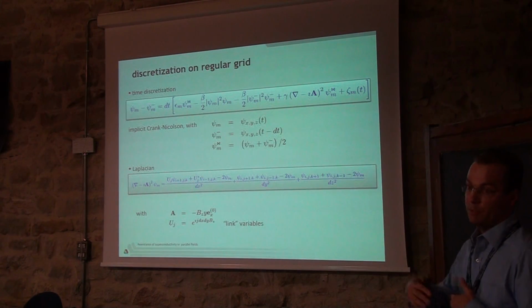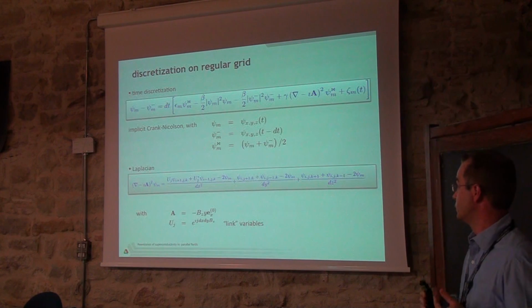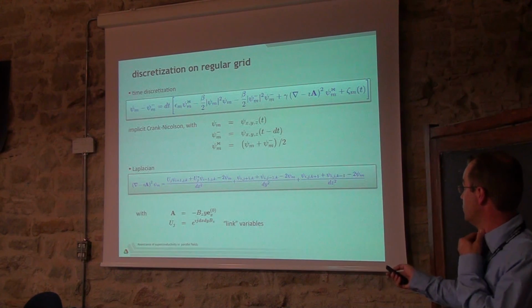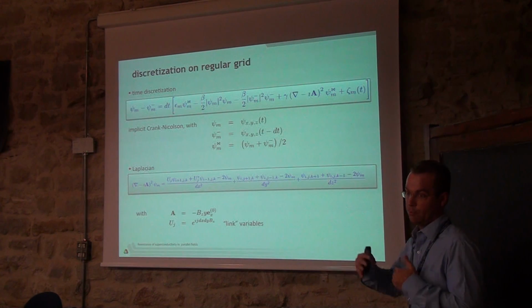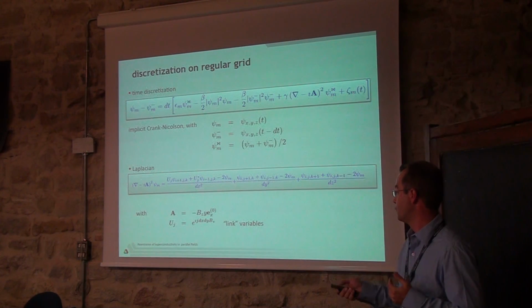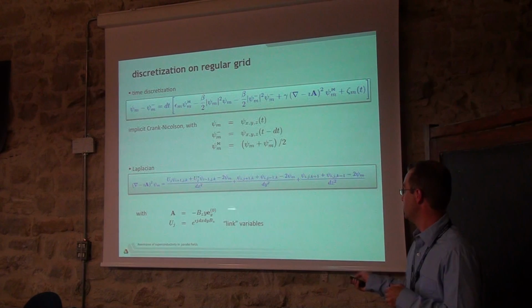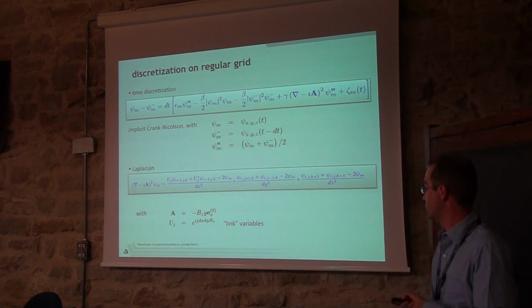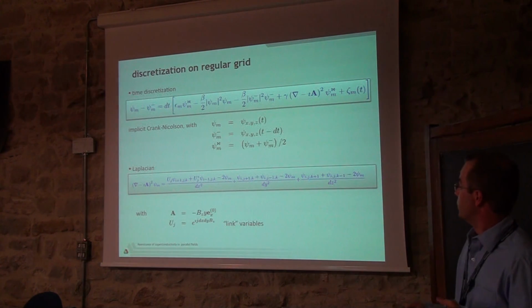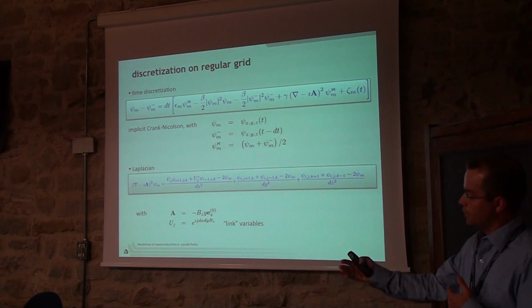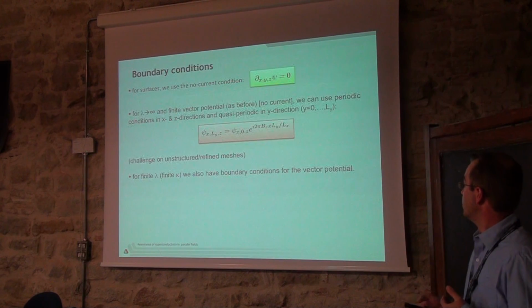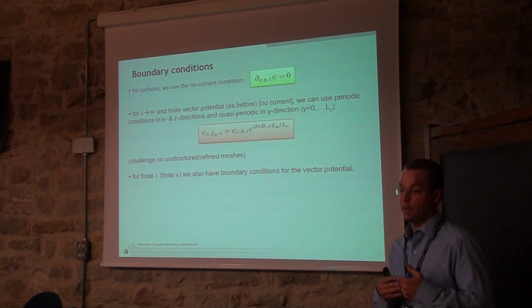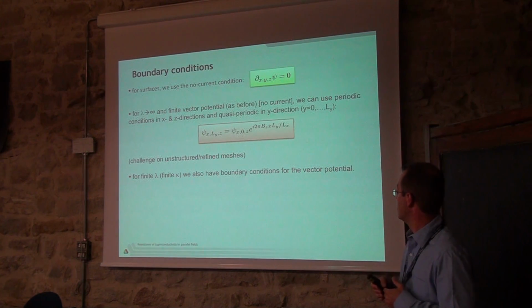For the time discretization, we use a fully implicit method called the Crank-Nicolson scheme. And this gives you a linearized equation system which we solve. I won't go into the details of the spatial discretization here, but for the time discretization, you need to solve the implicit system, which we linearize, and then have to invert this linear equation system.